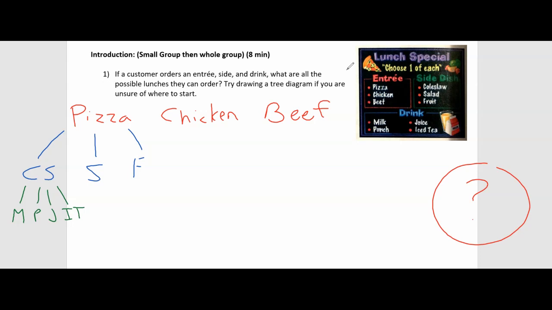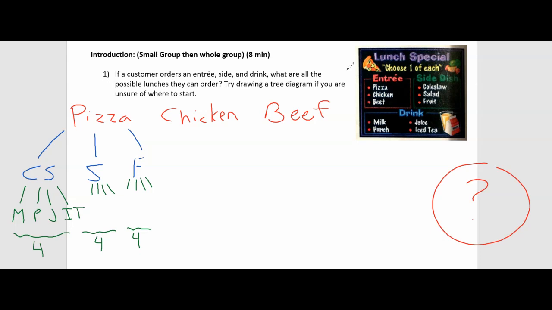So if we chose pizza and we chose coleslaw, well, there's 4 different options, right? Because there would be 4 different drinks. So by choosing this path, we have 4 different options. If we chose this path, we'd also have 4 different options. And if we chose this path, we'd also have 4 different options. So just by choosing pizza, if we were limited to pizza for an entree, there would still be 12 different meal options that we could choose.